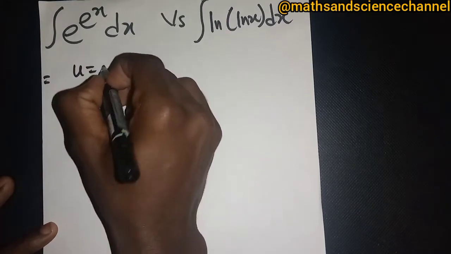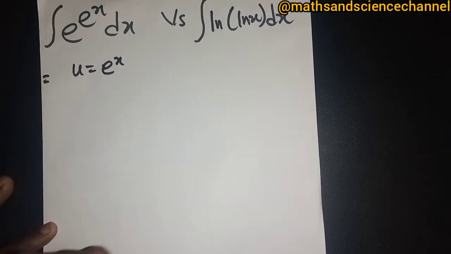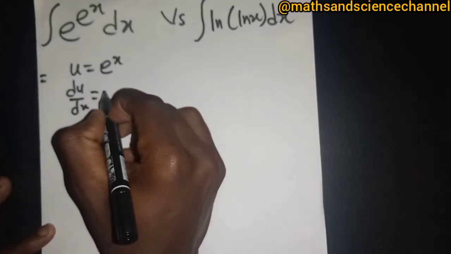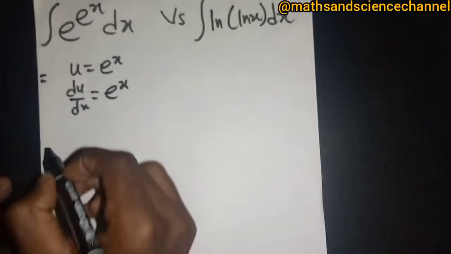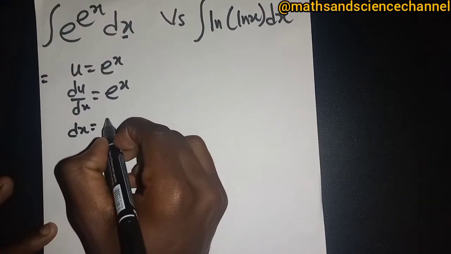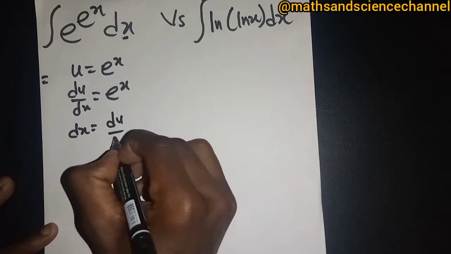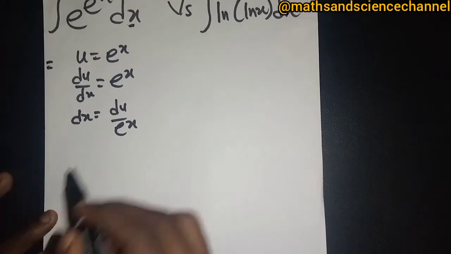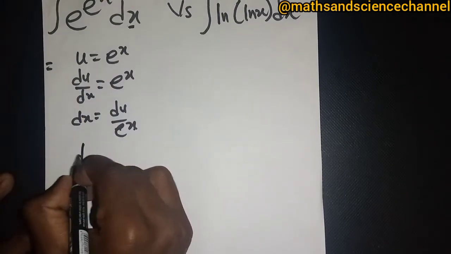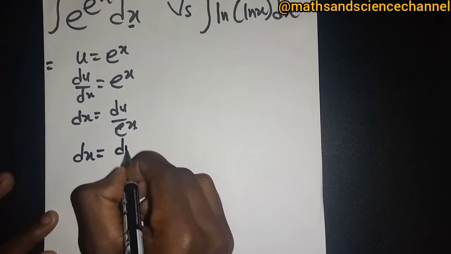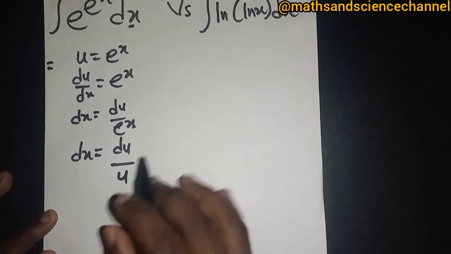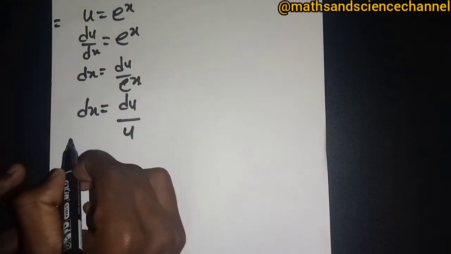Let's say u equal to e^x. Then differentiating u with respect to x, we have still e^x. Therefore let's find the value of dx. The dx here will just be du over e^x. But if you look at e^x over here, e^x is just u, so we have dx being equal to du over u. Right? So over here let's substitute it into the integral.